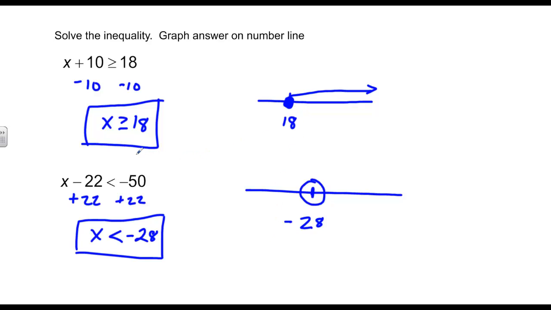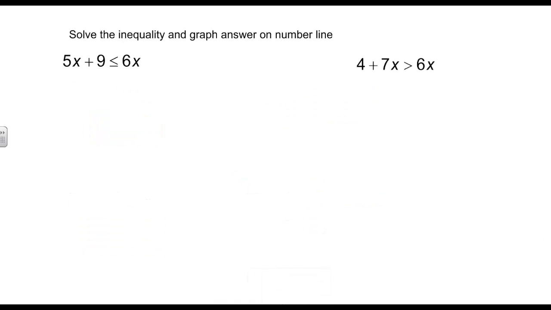The closed circle indicates the equals part. And then I need to show all the values that are less than negative 28. We know the values to the right increase, the values to the left decrease, so the left must be less than. And there's my answer. Let's do a couple more.